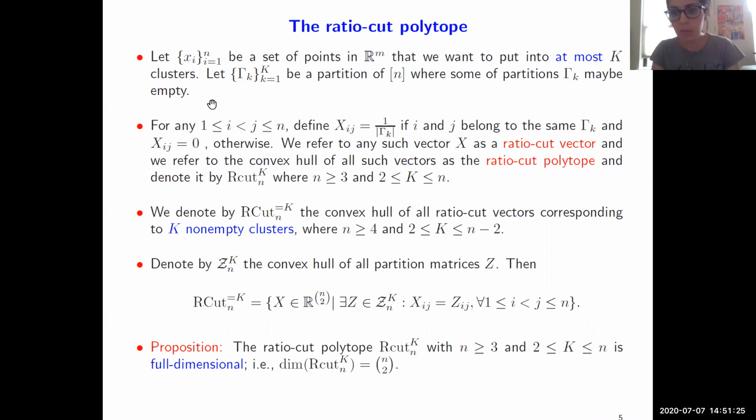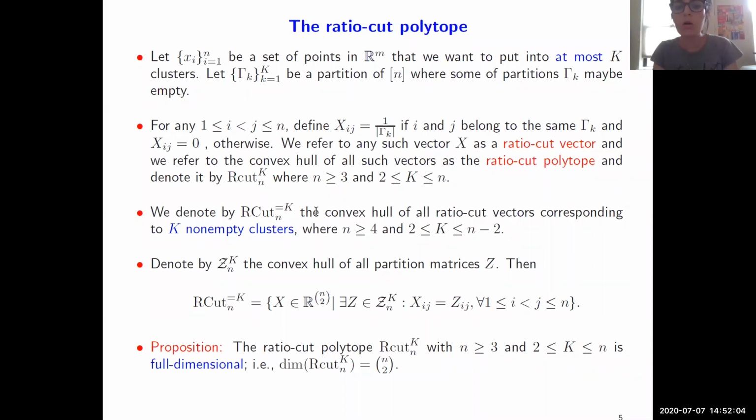Now, for any i, j between 1 and n, I define x_ij to be equal to 1 over the size of the partition if points i and j are in the same cluster, and 0 otherwise. Then I put all these x_ij's in a vector of size n choose 2, and I call that vector a ratio cut vector. So for any partition of the endpoints, I can construct this ratio cut vector. I refer to the convex hull of all those ratio cut vectors as the ratio cut polytope, and I denote it by R_cut.